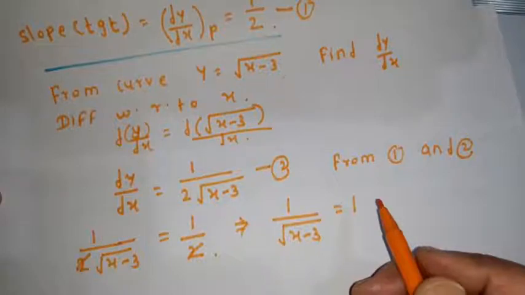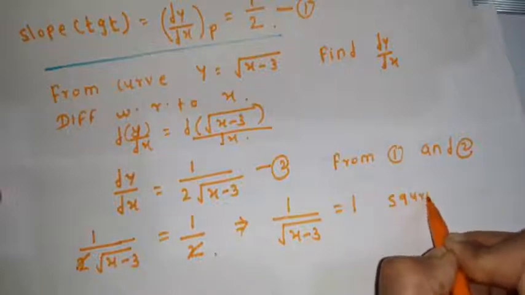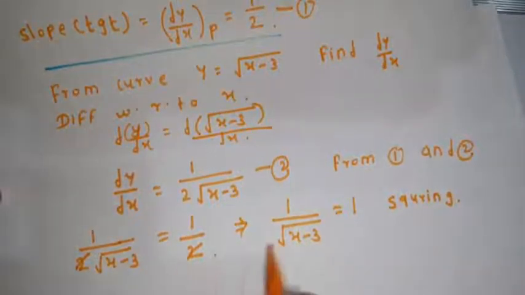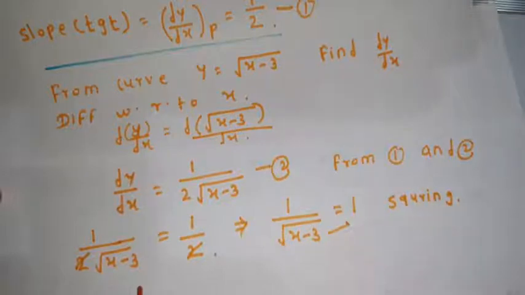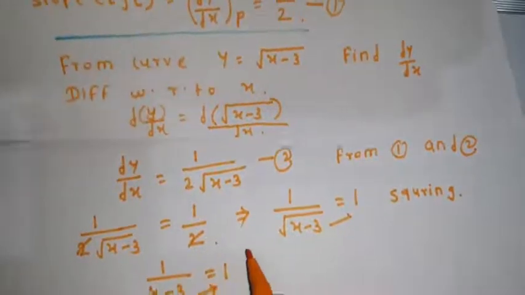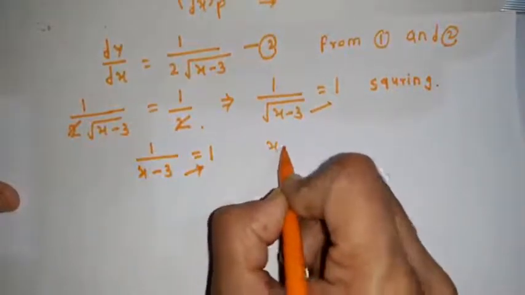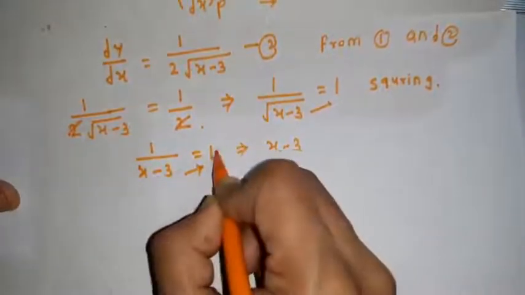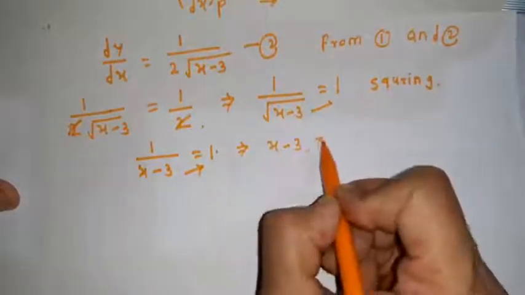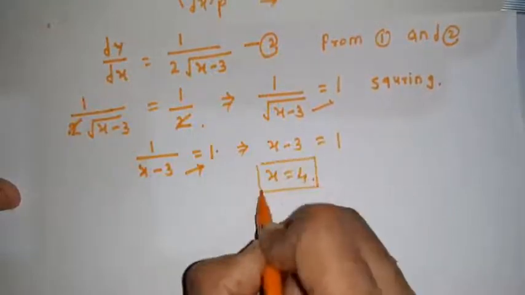Now squaring on both sides, we get 1 upon x minus 3 equal to 1. Now take the cross multiplication: x minus 3 into 1 is x minus 3, and that is equal to 1, and therefore x equals 4. The value of x is 4.